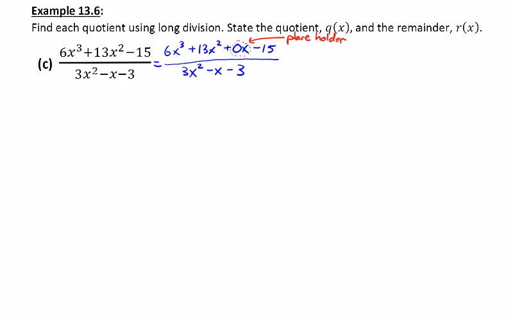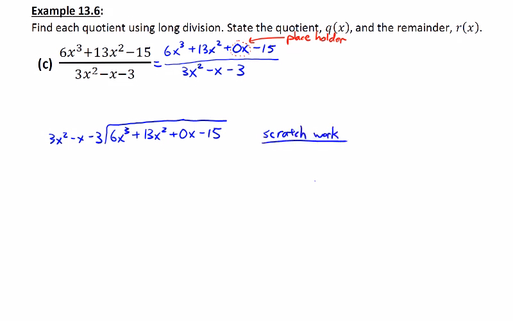So with that said, now I want to go ahead and set up the division problem. We have the dividend 6x cubed plus 13x squared plus 0x minus 15. And then our divisor is 3x squared minus x minus 3. Create a little section for scratch work. And now we'll get started.